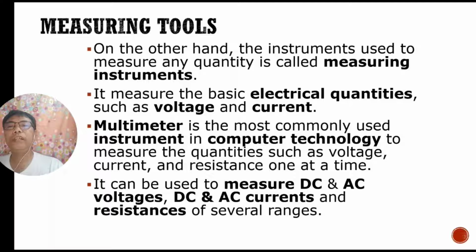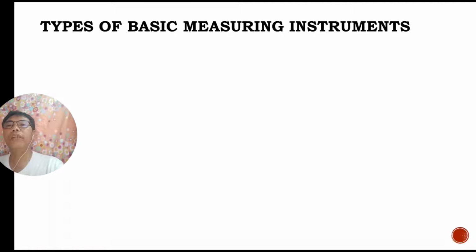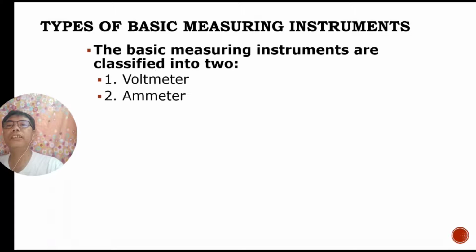The geothermal used to produce alternating current of a big motor, in a big motor. DC and AC currents and resistances of several ranges. Okay, we have here the types of basic measuring instruments.